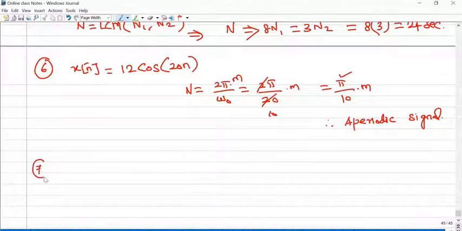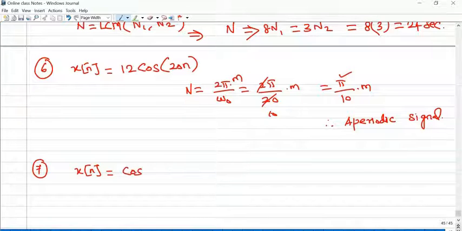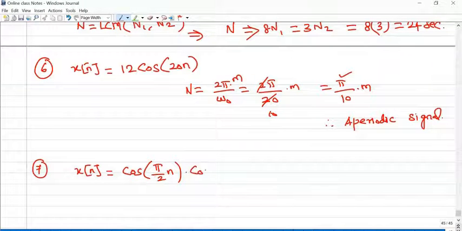Okay. So this is some other type of problem. Suppose two signals are available in the form of multiplication: cos pi by 2n times cos pi by 4n. Now how to solve this?